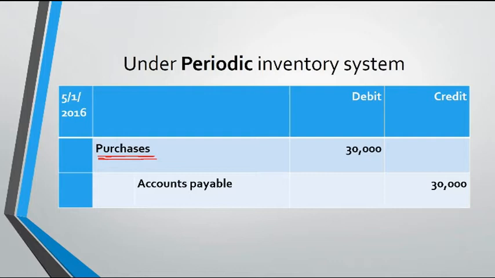Mapapansin nyo, ma-update agad natin si subsidiary ledger ni inventory. Pero kapag periodic inventory system, gagamitin mo si purchases, magkakaroon ka ng additional account, pero si subsidiary ledger, mai-update mo rin, pero at the end of the accounting period pa. Kasi nga, ibang account ang ginagamit mo while recording the transaction.